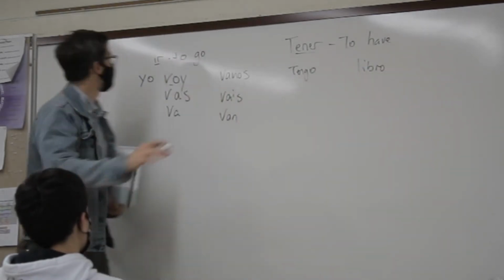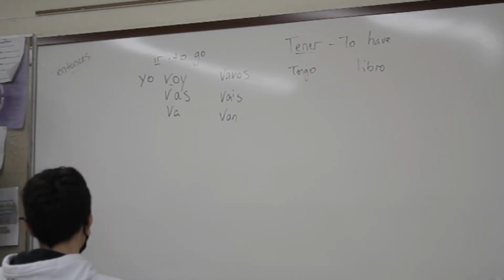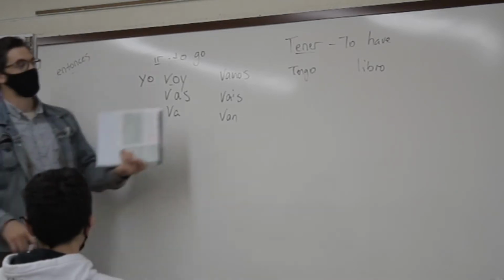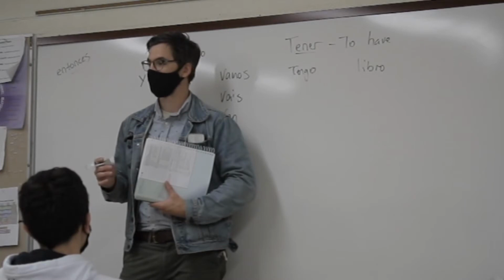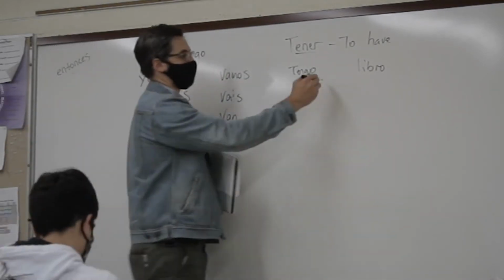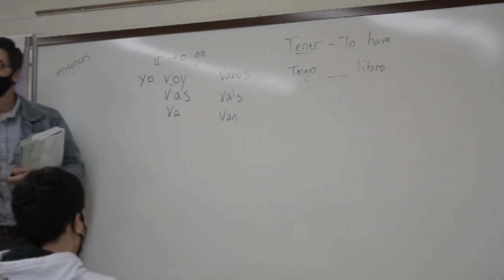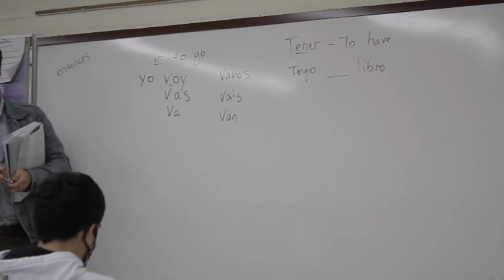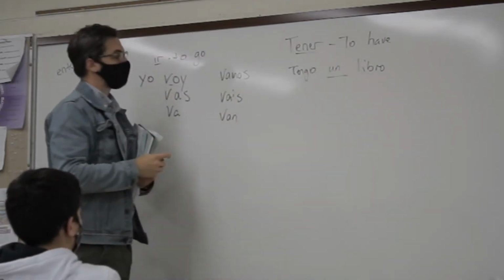Entonces, okay. Entonces significa then or so then. Entonces, ¿cómo se dice I have a book? Tengo blanco libro. ¿Cómo se dice I have a book? Yes. Tengo un libro. Bueno. Okay.